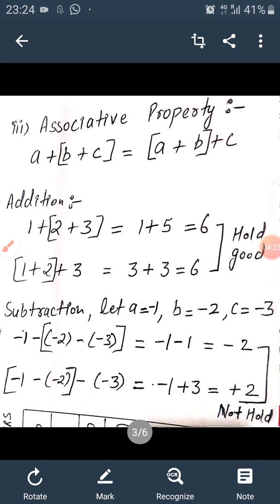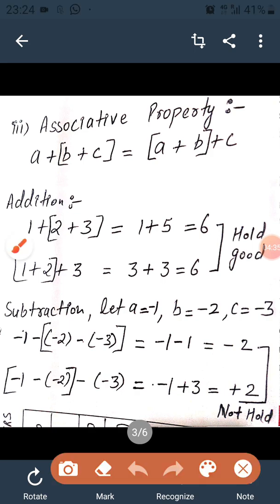Now see the associative property. The associative property says that a plus (b plus c) is equal to (a plus b) plus c. Only the position of the bracket is changing here. To memorize this, you can write first a plus b plus c is equal to a plus b plus c, and only change the bracket. In the LHS you put the bracket on the last two terms, and in the RHS you put the bracket on the first two terms.